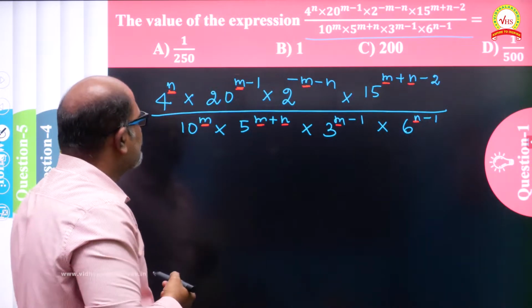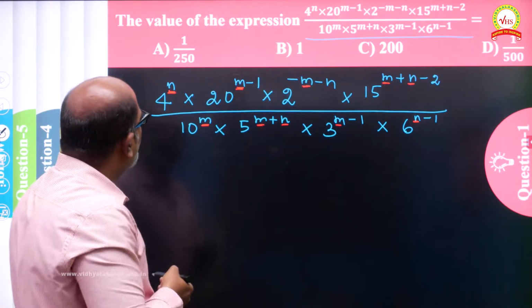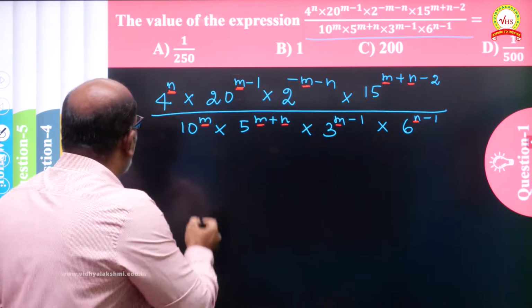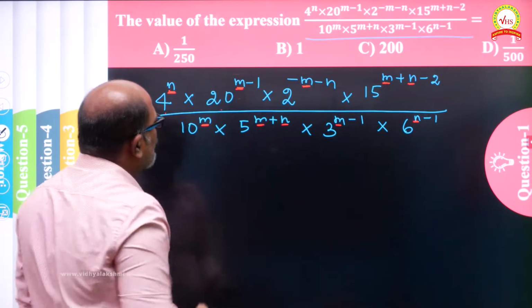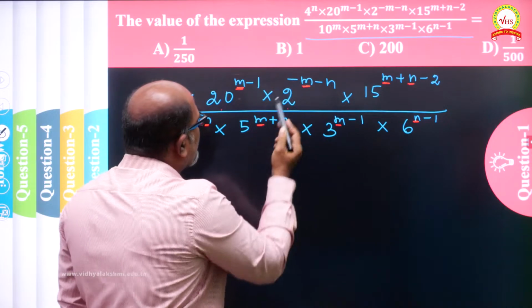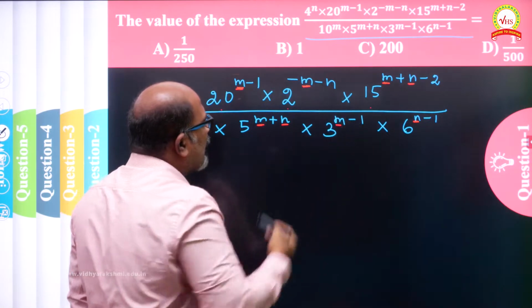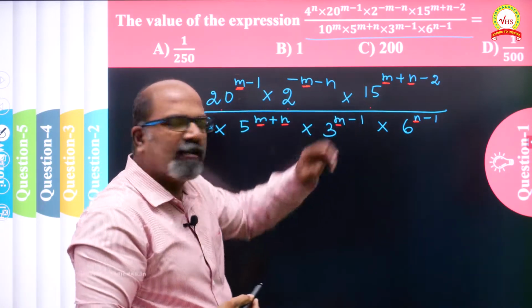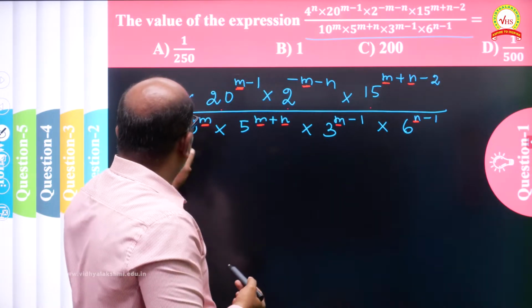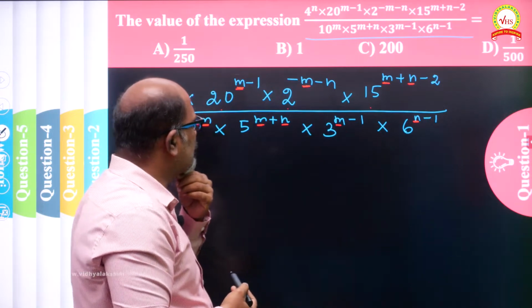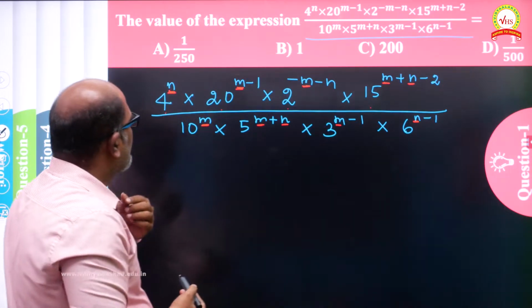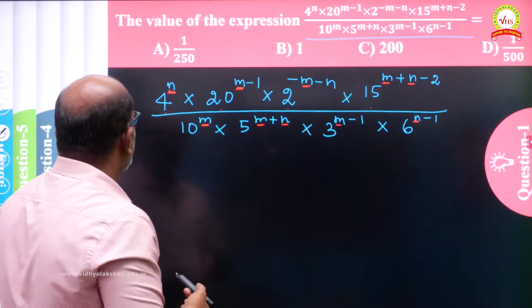That's good. And when I look at the bases, here we have the base 4, here the base 20, here base 2, and here base 15 in the numerator. In the denominator we have 10, 5, 3 and 6. Right. So how am I going to solve this expression?